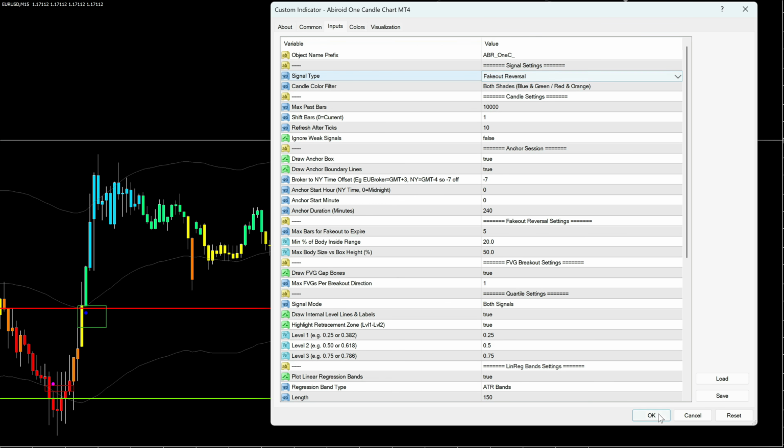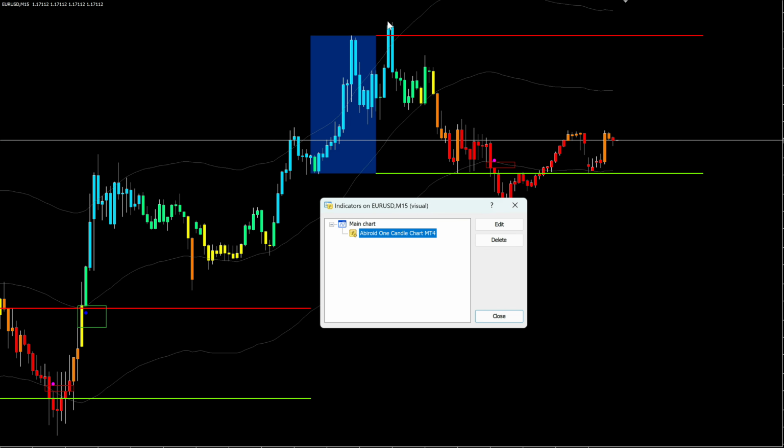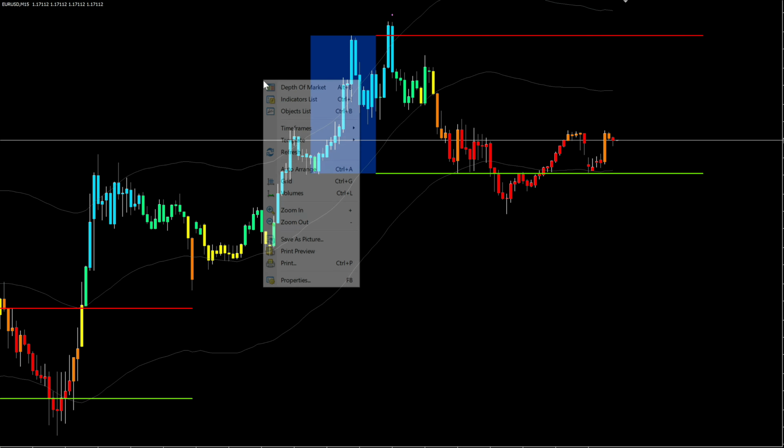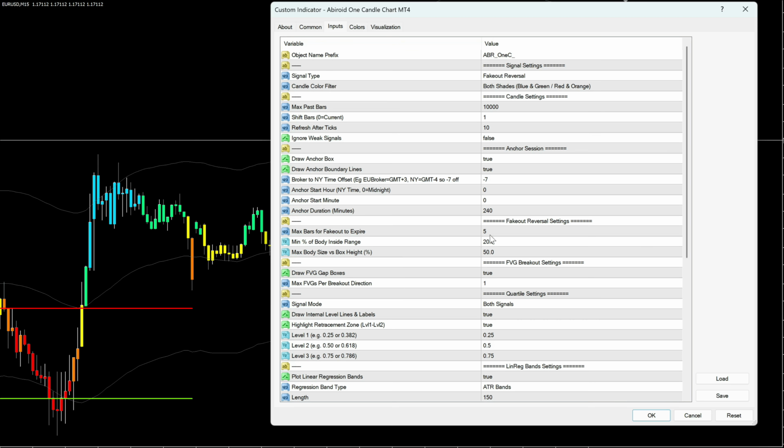So fake out reversal, this happens when one candle crosses out and then another candle comes back in. These don't have to be consecutive. So you can define the number of candles where price goes out of those boxes and it has to come right back in. And the candle which closes inside the range, that has to have at least 20% of its body inside. And the max body size should be less than 50% of the box height.